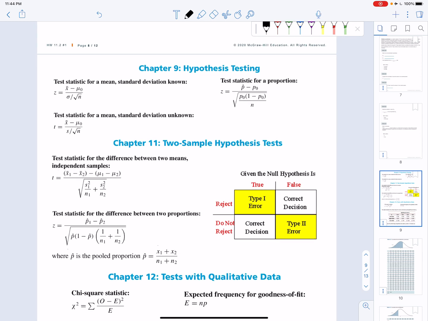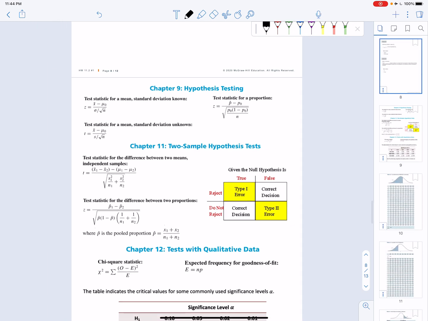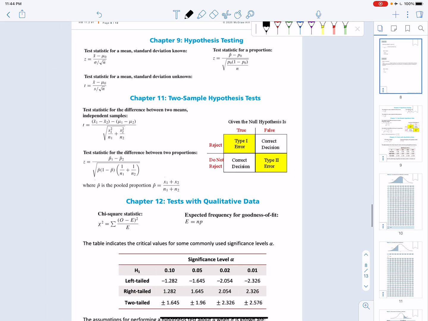test. Let me move back a little bit. This is the document called Test Number 4, Formulas and Tables. These are very useful formulas for Test Number 4 coming up. Chapter 9, hypothesis testing. Chapter 11, two sample hypothesis testing, which we're doing in this one, 11.2. Chapter 12, where we did some chi-squared statistics.